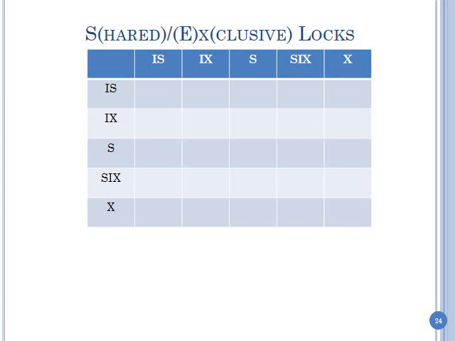So, as Nick predicted, the next slide is giving us the compatibility matrix. So let's try to reason things out. This means that some transaction has one of these locks on a node, and here we are talking about a transaction that wants one of these locks on the node. Given that some transaction has an IS lock and another transaction wants an IS lock, as we discussed in the previous slide.